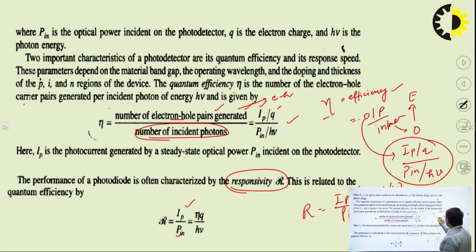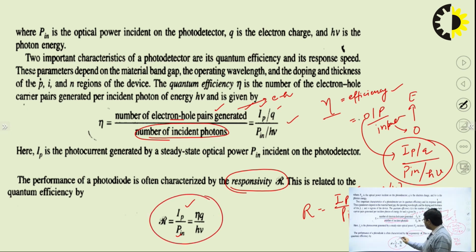So we can calculate the responsivity in terms of efficiency also. We can calculate responsivity as eta q by h nu. So this is simply the responsivity of the photodiode or photodetector.